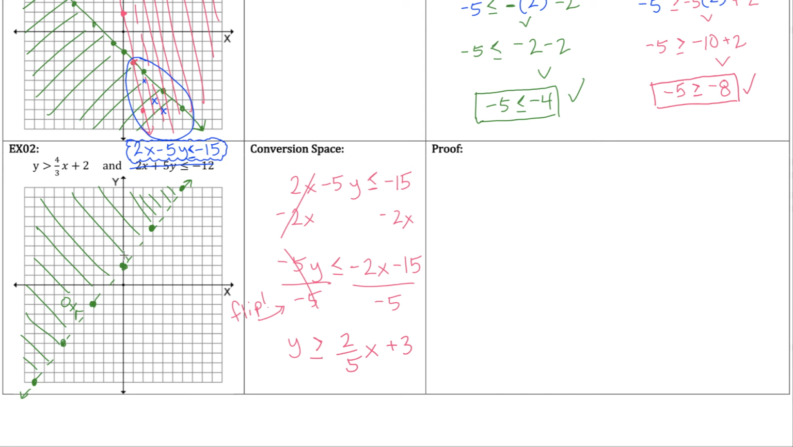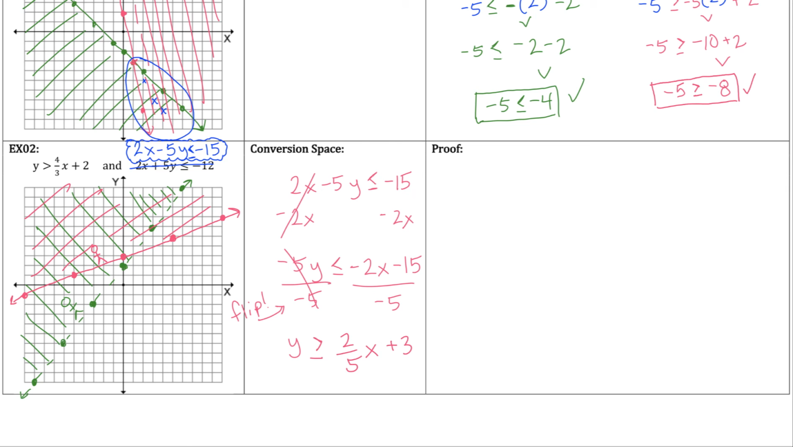Plus 3, 1, 2, 3. 2 over 5, 1, 2, 3, 4, 5, 2 over 5. It's equal to, so it's a solid line. And it's greater than, the person is right here. So greater would be in this area.